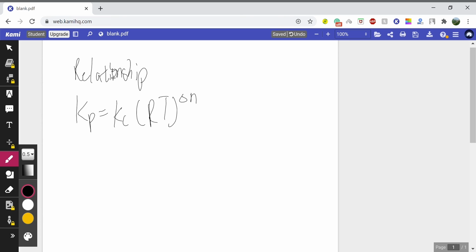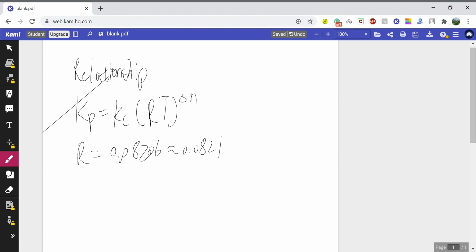Now, R is 0.0821, and this is the gas constant that we learned a few units ago. If you recall, this is the gas constant when using atmospheres. And in this unit, we'll be mainly using atmospheres. So this is the gas constant that we'll be using for R.